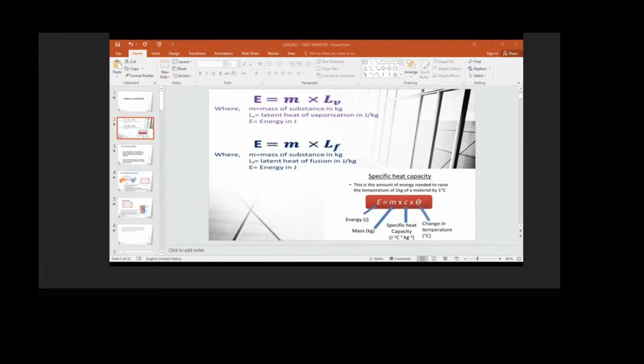Yes, who wants to tell me how we use any one of these equations? Why we use any one? Go on, nobody?